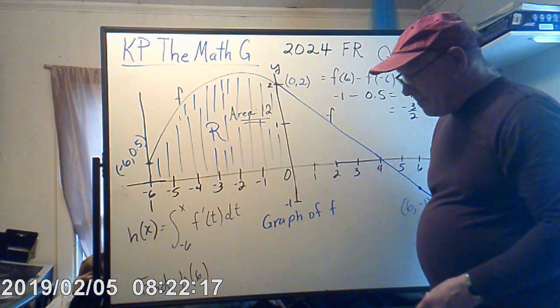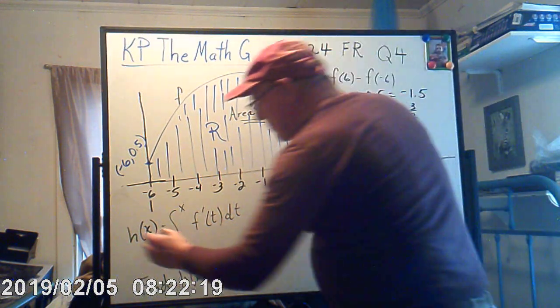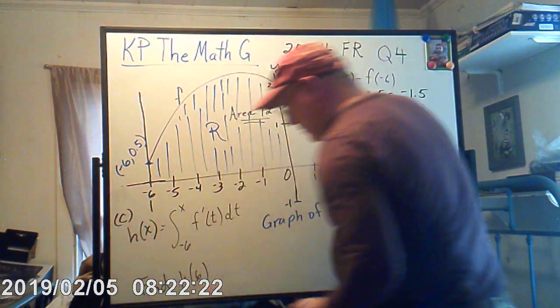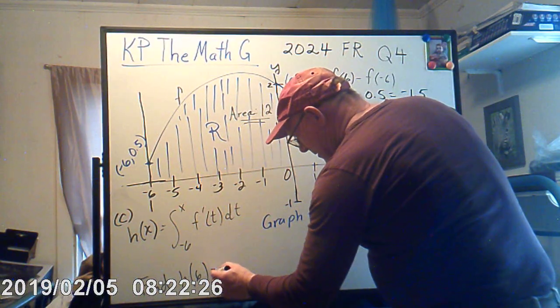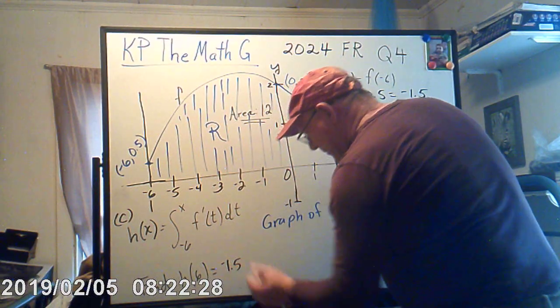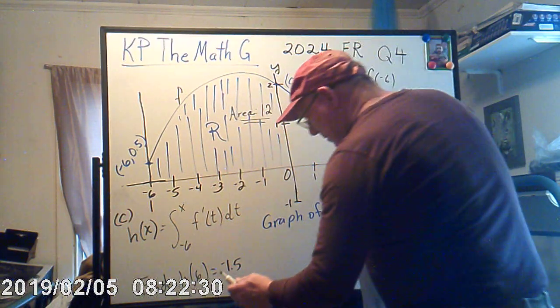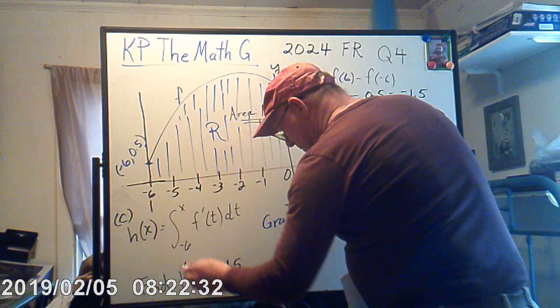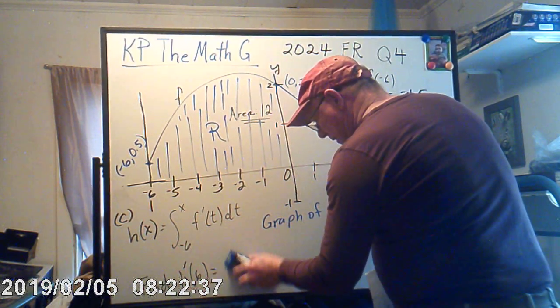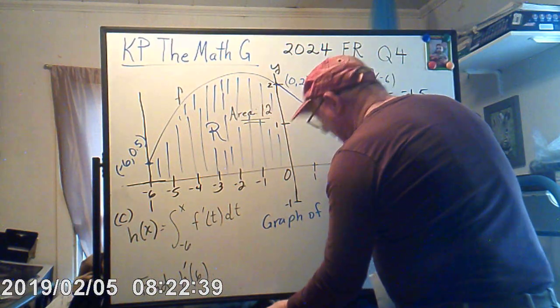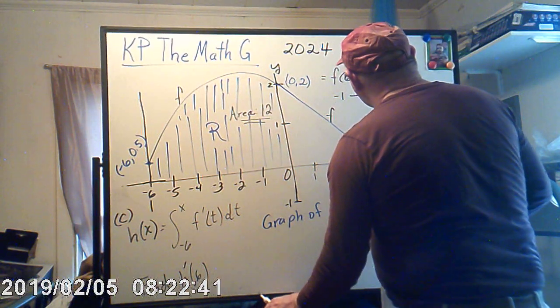Okay, so now we're doing the C part. And so that's h at 6. So negative 1.5. Okay, well, now we're going to do h prime at 6. Okay, so let's look at that. H prime at 6.